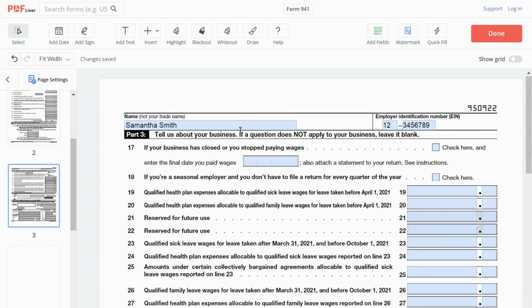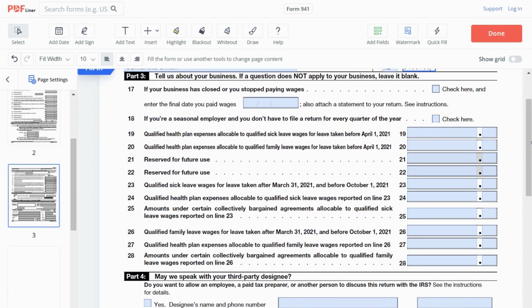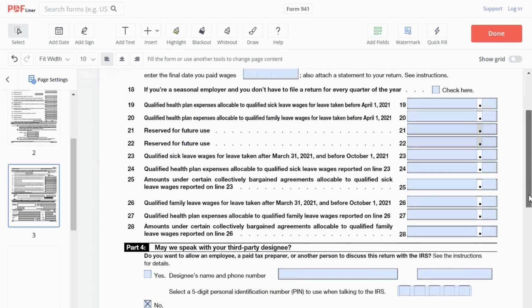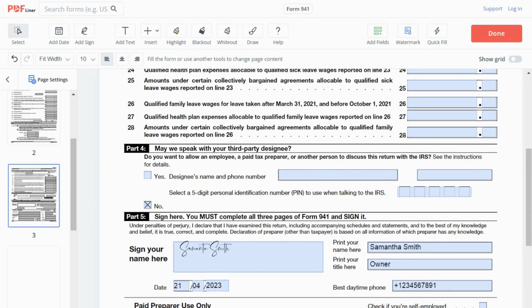Now we move to the third page. And again, we enter our name and EIN first. Use part 3 if you need to specify some details about your business. For example, if your business has closed or if you are a seasonal employer, check the appropriate box. Read the lines and report everything that applies to you. In our case, nothing applies, so we leave them all blank.